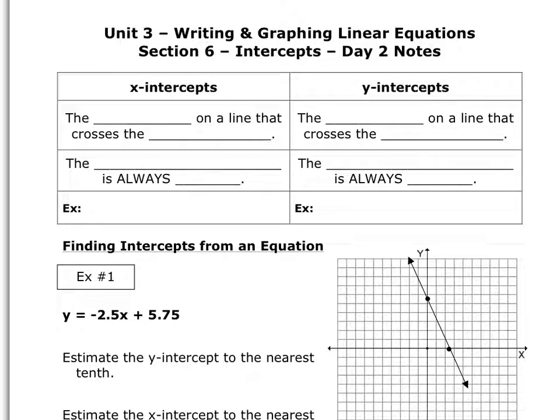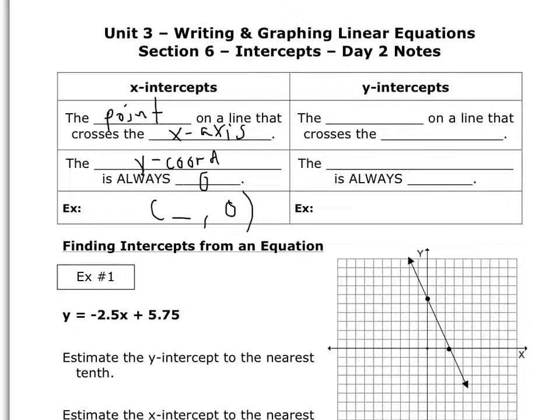Okay, so just some review. We know about x-intercepts that it's the point on a line that crosses the x-axis. This should be a review. On your x-intercepts, your y-coordinate, remember, is always 0. An example of what it might look like, an ordered pair could be pretty much anything for the x-coordinate, and your y-coordinate is 0.